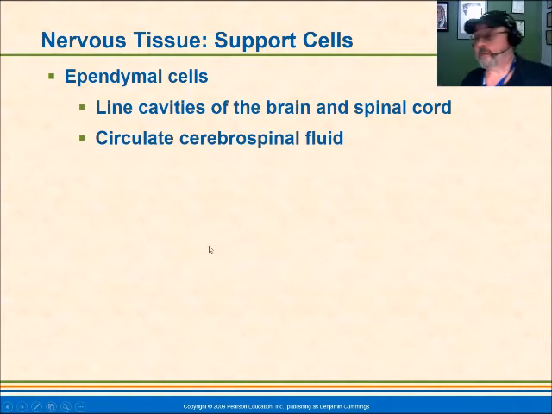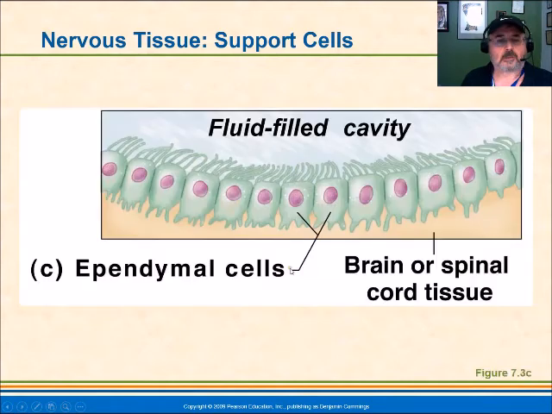We have ependymal cells, and these line cavities in the brain, create cerebrospinal fluid, and circulate that. These cells to me look a whole lot like pseudostratified ciliated columnar epithelium, in that they generate this fluid and the cilia move the fluid around.